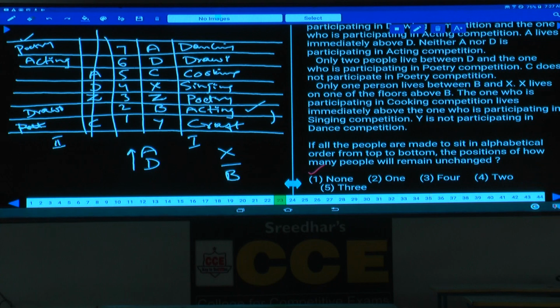Then 23. If all the people are made to sit in alphabetical order from top to bottom, the positions of how many people will remain unchanged? Now, from top to bottom, hence A, B, C, D, X, Y, Z. And tell me who is the person here? A and B, C, and next D, X, Y, and Z. How many persons remain in the same place? Only 2 persons. And who are those 2 persons? One is A and another one is C. Hence choice 4 is the answer. Question number 23, it is choice 4.